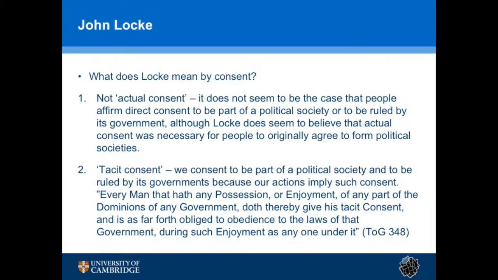So this raises an important question about what Locke sees as the individual's consent to be part of a political society. And here are two of the three different kinds of consent we're going to discuss. The third one will come up in about 20 minutes, half an hour. The first of these is actual consent.